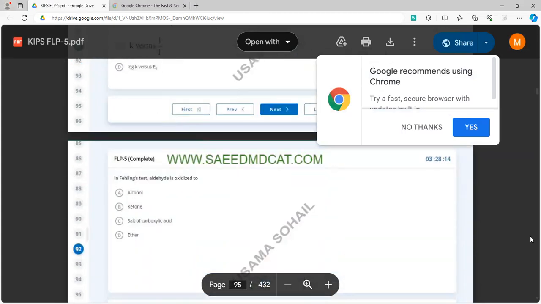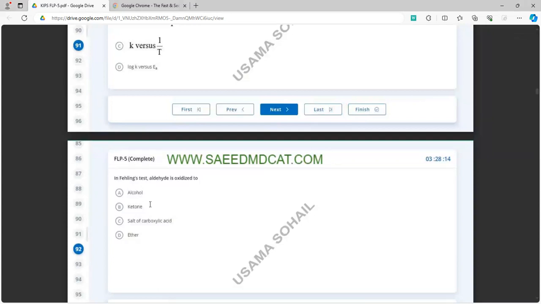Now, in question number 92, in Fehling's test, an aldehyde is oxidized to... but like I said before as well, in Fehling's test, an aldehyde can't be oxidized to an alcohol. It will be oxidized only to a ketone.